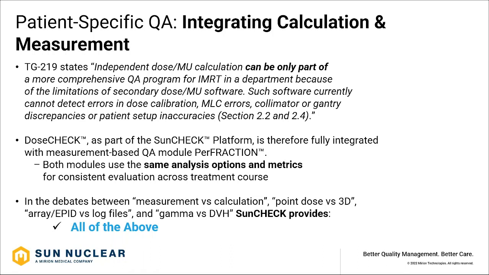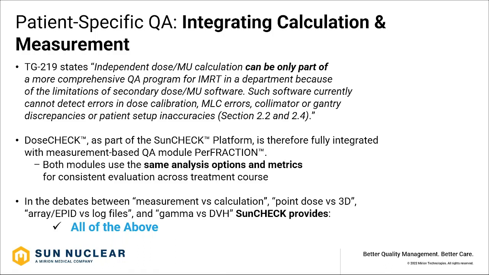TG219 actually states that independent dose MU calculation can only be part of a more comprehensive QA program for IMRT in a department because of the limitations of secondary dose and MU software. So such secondary dose MU software have certain limitations. They cannot detect errors in dose calibration. They cannot detect MLC errors. They can't detect collimator or gantry discrepancies, and most definitely they can't detect any kind of patient setup inaccuracies.